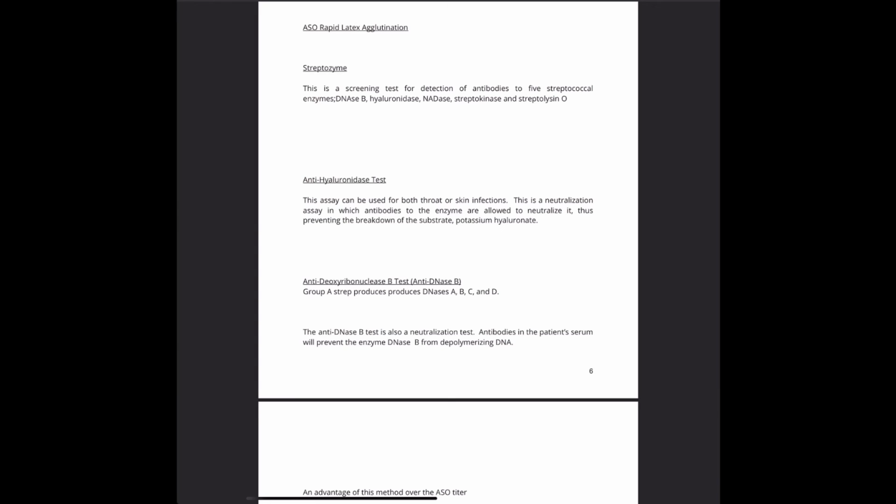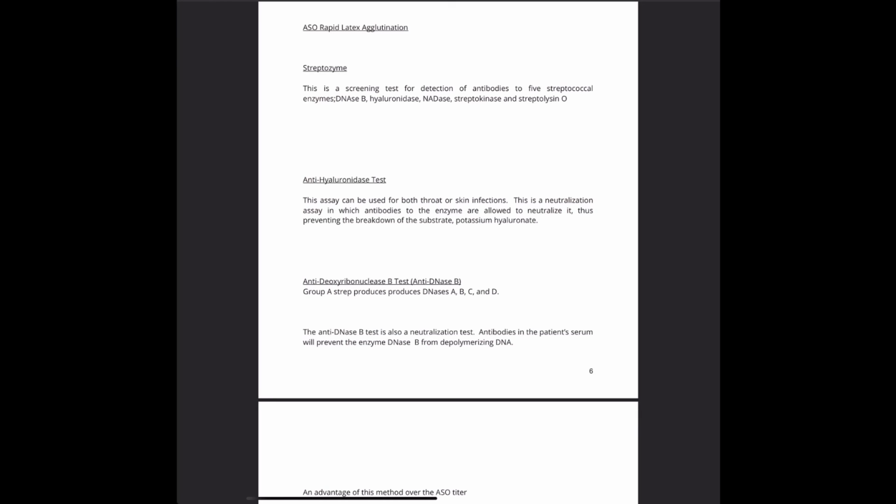Next, we have anti-hyaluronidase, and this assay can be used for both throat and skin infections. This is a neutralization assay in which antibodies to the enzyme are allowed to neutralize it, and that prevents the breakdown of the substrate potassium hyaluronate. A dilute acetic acid is added to the tubes, and in positive patients, there will be the formation of a mucin clot. The titer is the reciprocal of the highest dilution with definite clot formation.